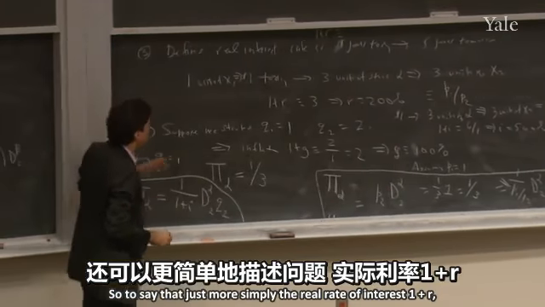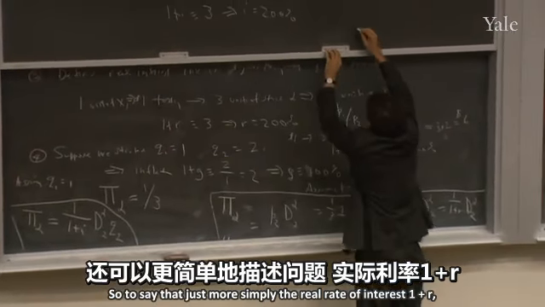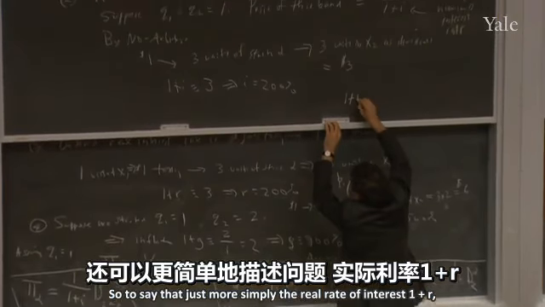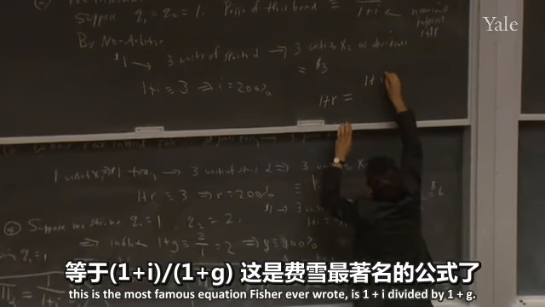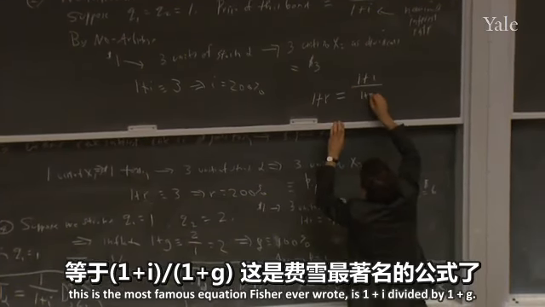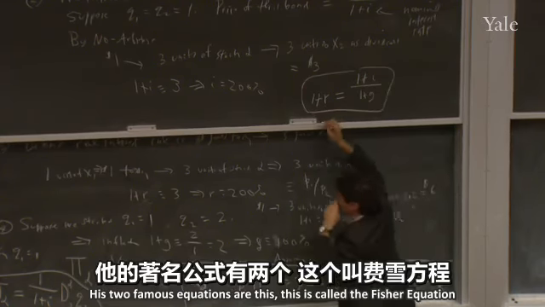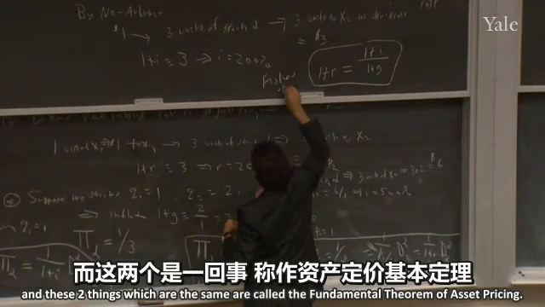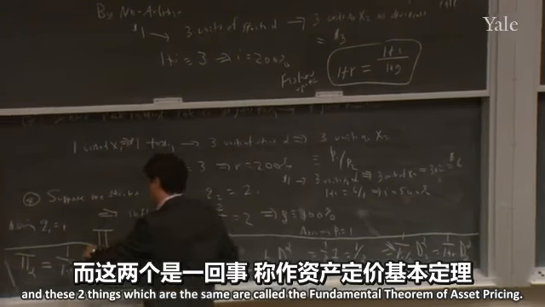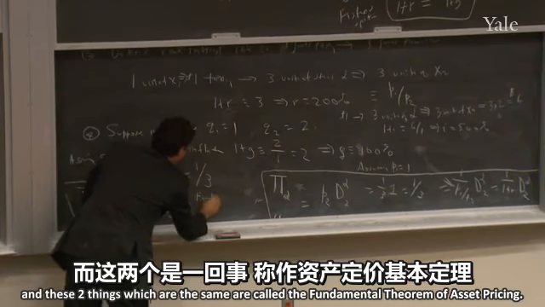Okay, so to say that more simply, the real rate of interest, 1 plus R, this is the most famous equation Fisher ever wrote, is 1 plus I divided by 1 plus G. Okay, so this is called the Fisher equation. Well, his two famous equations are this, just called the Fisher equation, and this, which is called these two things, which are the same, are called the fundamental theorem of asset pricing.